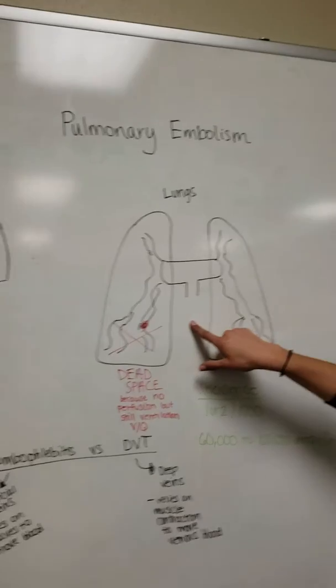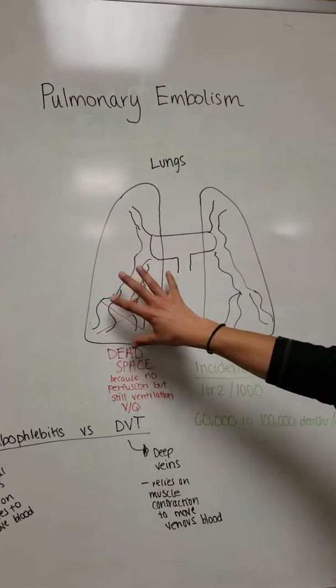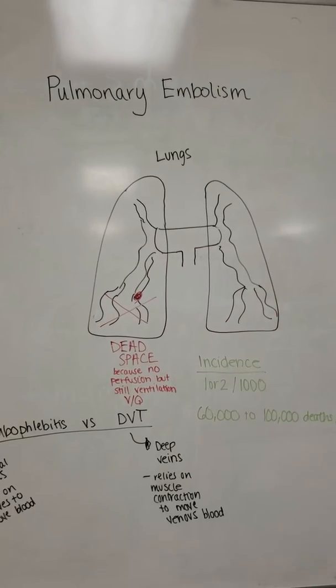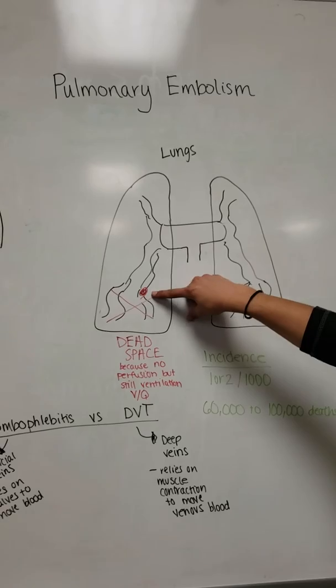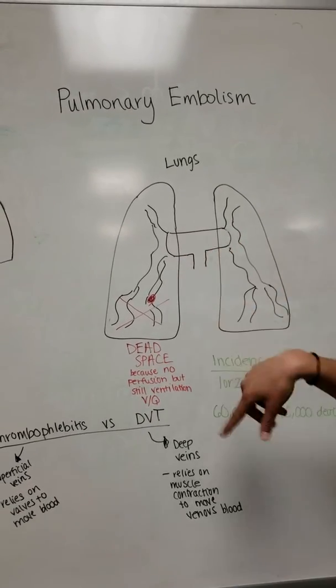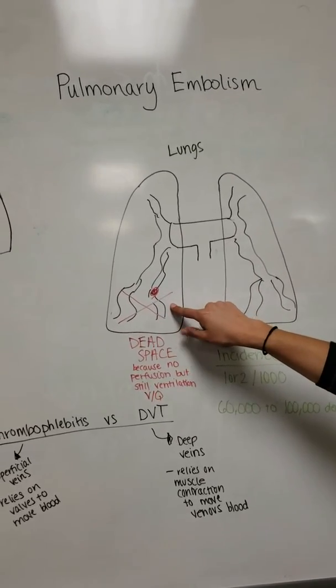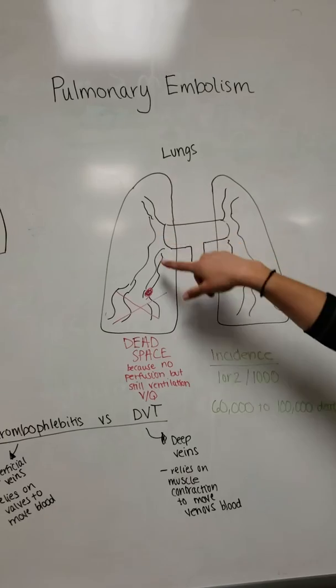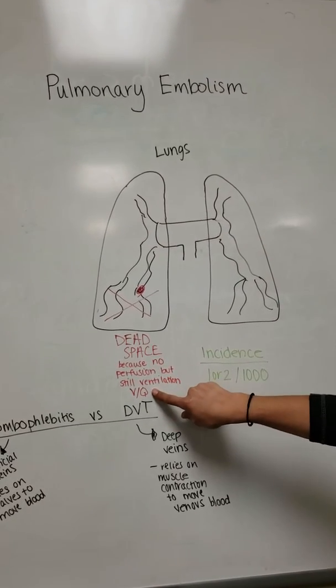In the lungs, because most of our perfusion due to gravity goes into the lower area of our lungs, that is where most of these pulmonary embolisms are going to occur. Once that blood clot gets stuck, you have no perfusion, but you're still getting ventilation. So then you're going to have dead space. And that blood flow that's supposed to go to this area is then going to get distributed to other parts of the lungs, causing a VQ mismatch.